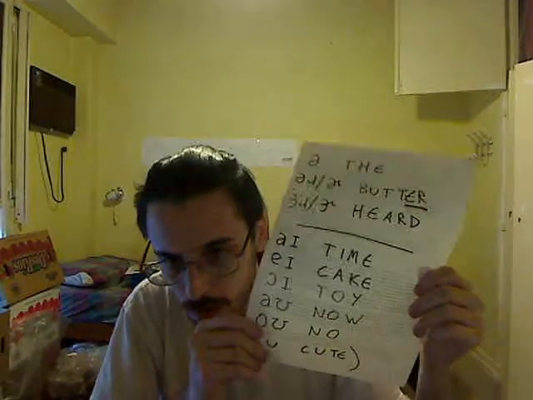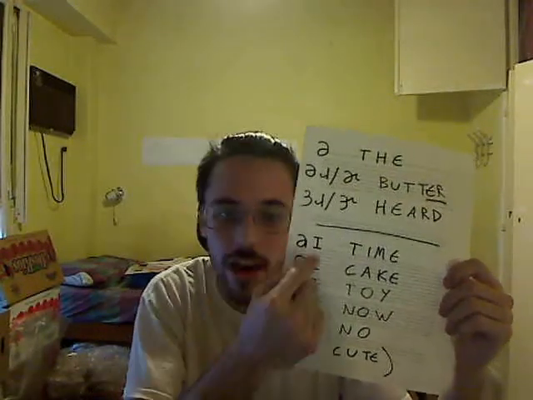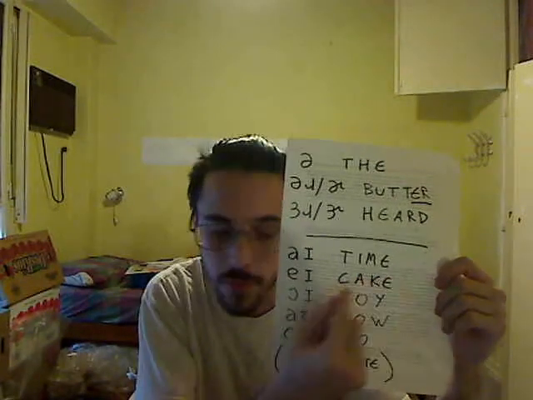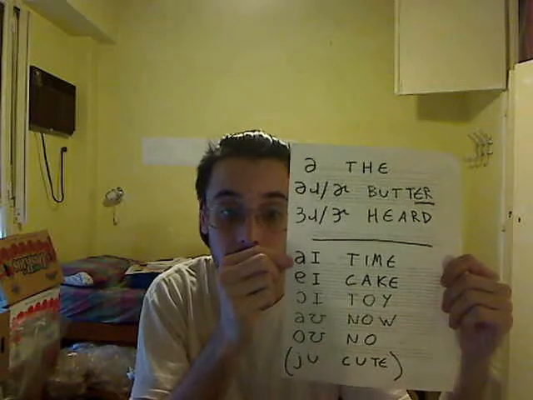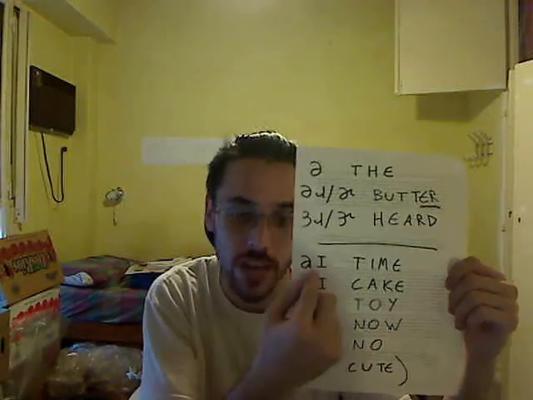All right, double sounds now. We have I, time, time. We have A, cake, cake. As you can see, this is similar to Spanish a, and then you have a sit vowel.